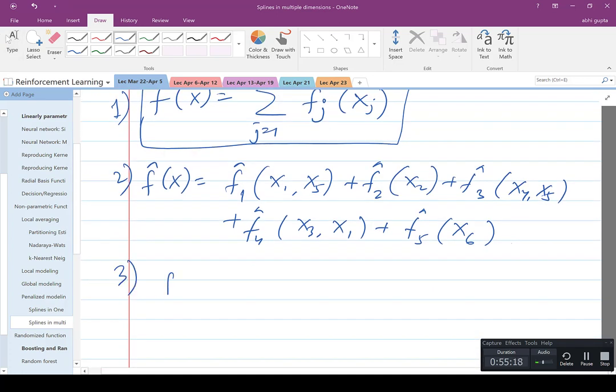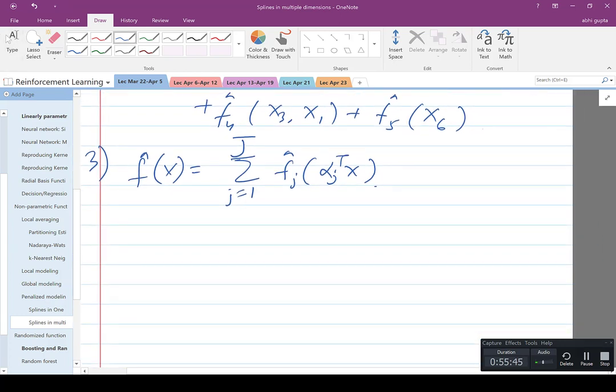And then the third idea is I define f hat of x as the summation over j equals 1 to capital J of f hat j of alpha j transpose x. Okay, so you project x onto different directions alpha 1, alpha 2, and then you do the spline regression along those directions. So this is your state space capital X, this is your alpha 1, this is your alpha 2. You have a point x, you project it onto alpha 1, you project it onto alpha 2, and then you do a spline regression along this direction and a spline regression along that direction, add it all up, and you get the value of f hat.